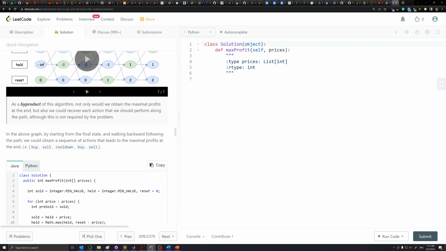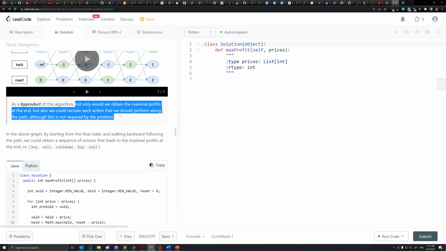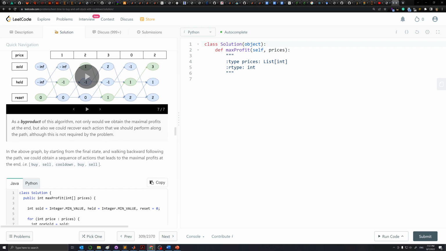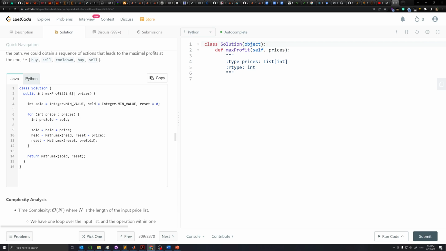As a byproduct, not only would we obtain the maximal profits at the end, but we also could recover each action that we should perform in the past. Yeah, that's the optimal control law that we know dynamic programming provides, although this is not required by the problem. In the above graph, by starting from the final state and walking backwards following the path, we could obtain a sequence of actions that leads to the maximum profit at the end. This is pretty cool.